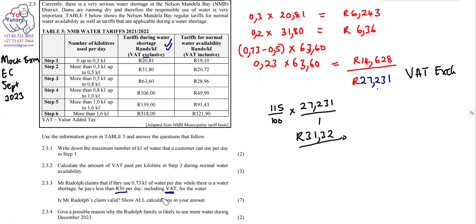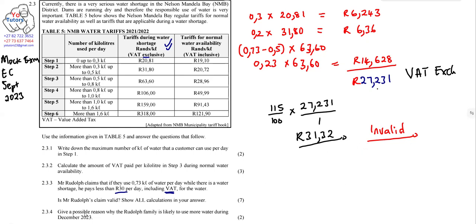And now, is the statement valid? The statement is not valid because he's going to pay more than that. So here he's supposed to pay 31.32, and he is saying he's going to pay less than 30 rand, and this is above. So the statement here is invalid. Okay, so it's always also good to conclude that the claim is invalid after finding your value.